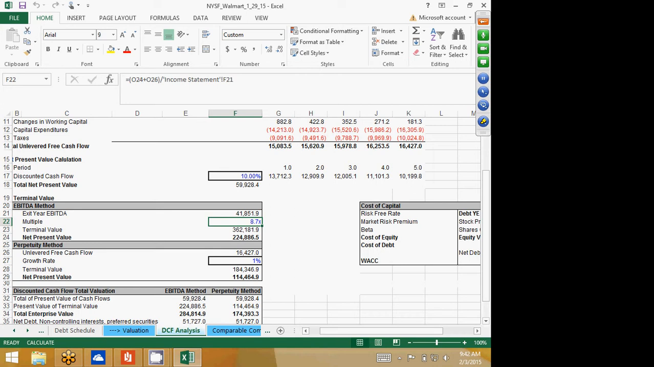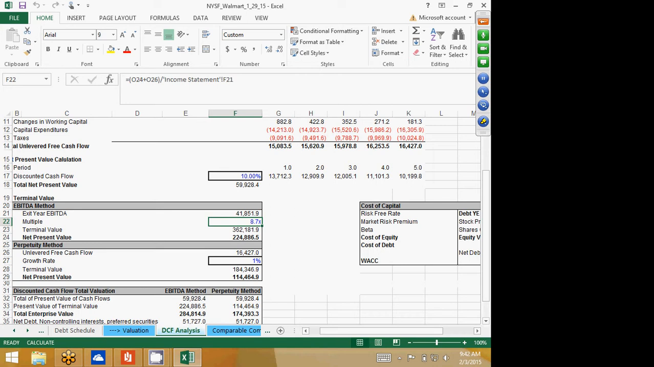Then we took the second method, which is the perpetuity method. The perpetuity method takes the unlevered free cash flow and uses the perpetuity mathematical series formula, multiplying this by 1 plus G, dividing by WACC minus G. That gave us $114 billion. Very different. In theory, the perpetuity method should fall in line with the EBITDA method. If not, something is off, and I know something's off.